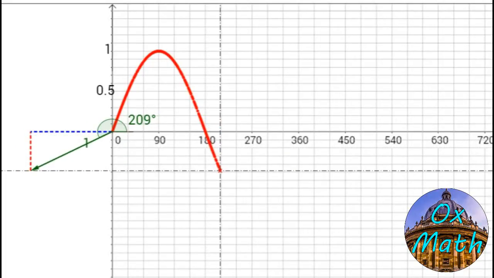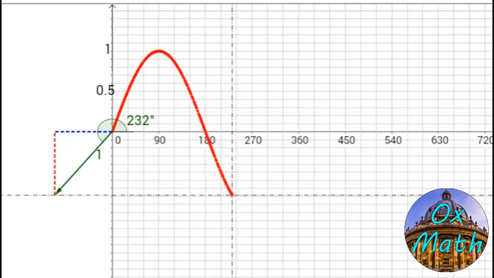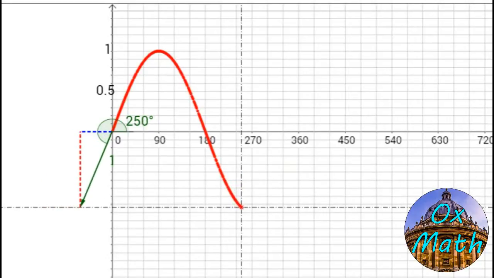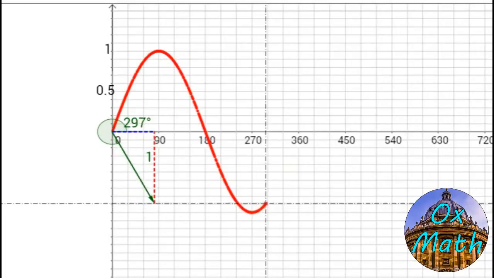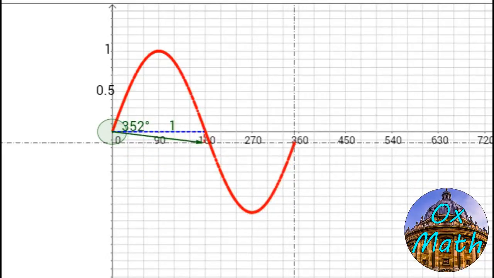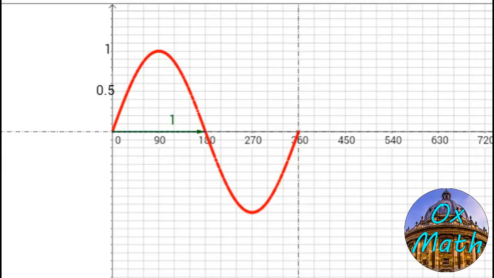It is below the y-axis, if you like, so it is a negative length, and it is getting more and more negative until we get round to 270, where it is minus 1 in length now, and then continue round back to 360 degrees, which is where we started, so we are back to zero.